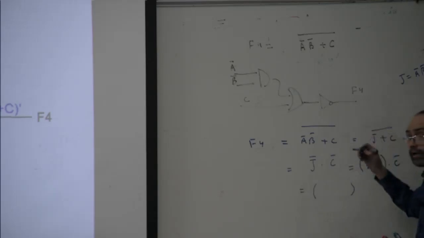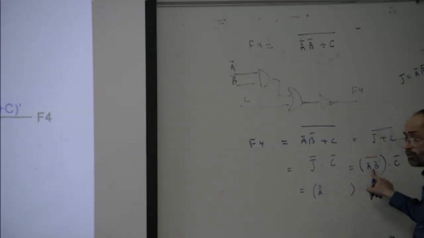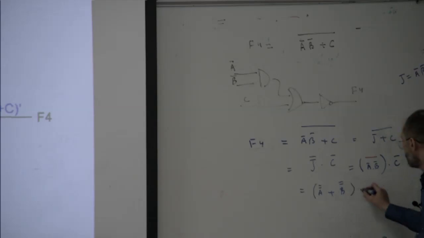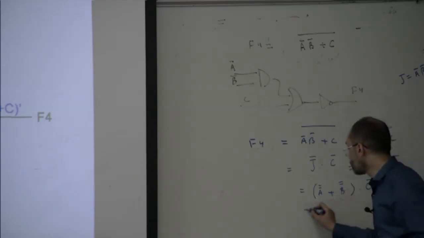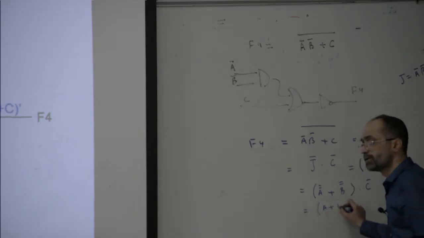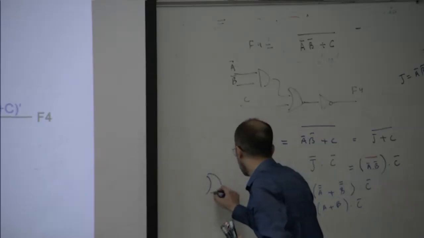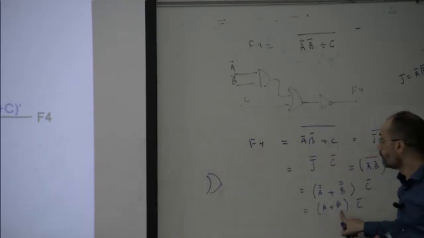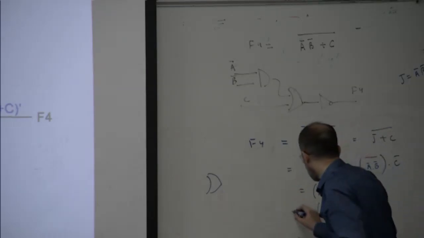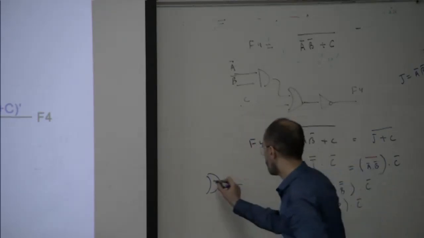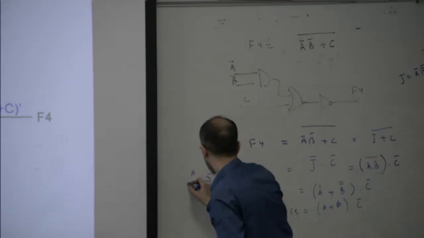So what will we do? A bar will become A double bar. The dot will be replaced by plus. Got it? And A double bar is A, so A plus B dot C bar. Now if you want the logical expression for this, what does it become? This one is an OR gate. So now this is F4, and let's assume this is F5. So now F5 is what? A plus B dot what?